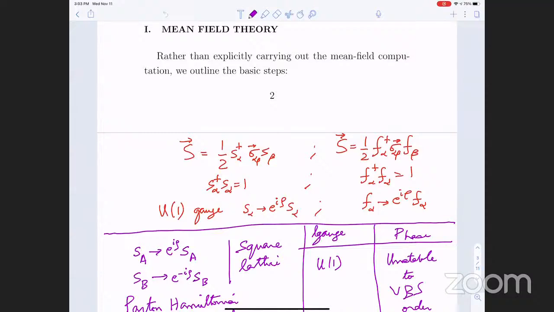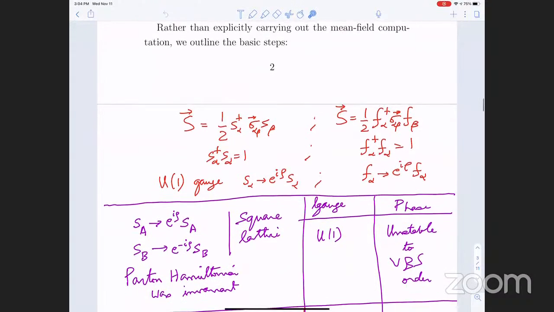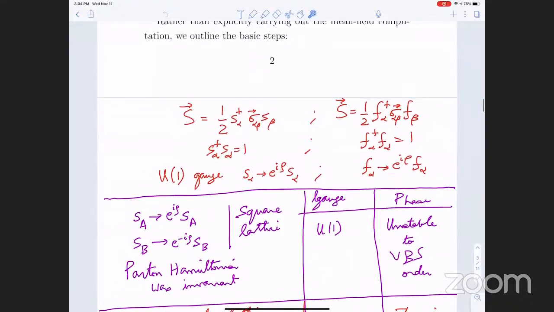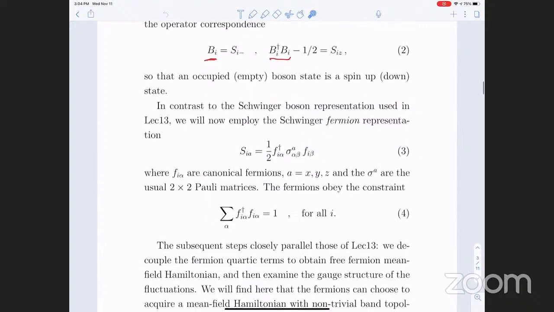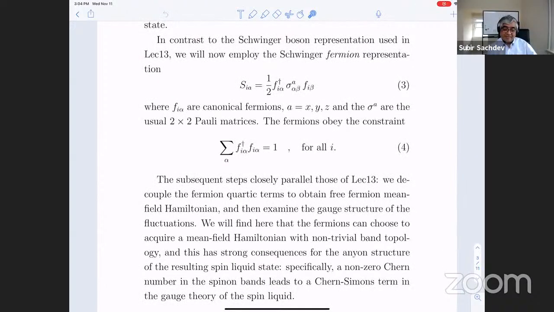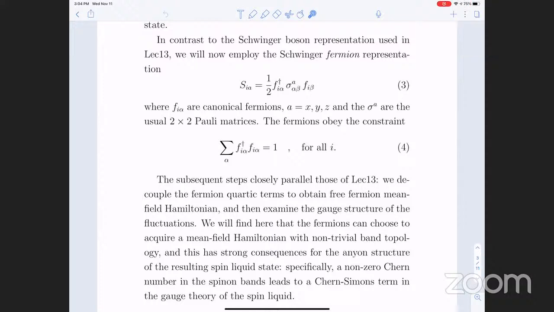Subir, can I ask a question? Go ahead. So in the classification we talked about last time with these different Schwinger bosons and fermions, I was a little confused why we start with the same microscopic Hamiltonian, but we just rewrite it in terms of different variables, which are supposed to be equivalent representations, right? Yes, but in the end, we get different phases. Is it because we're just looking for different saddles, or are we changing the microscopic Hamiltonian?